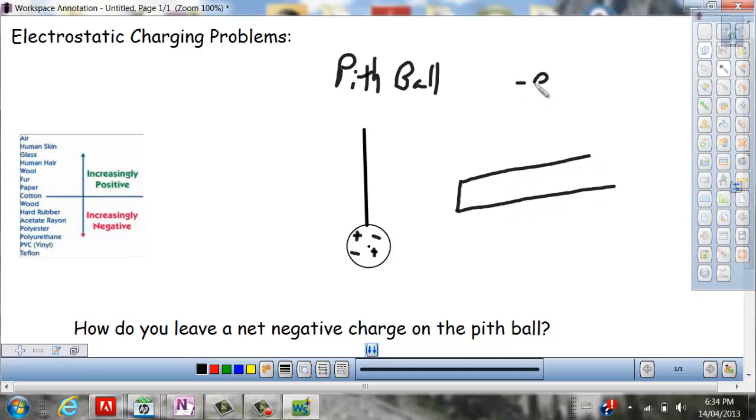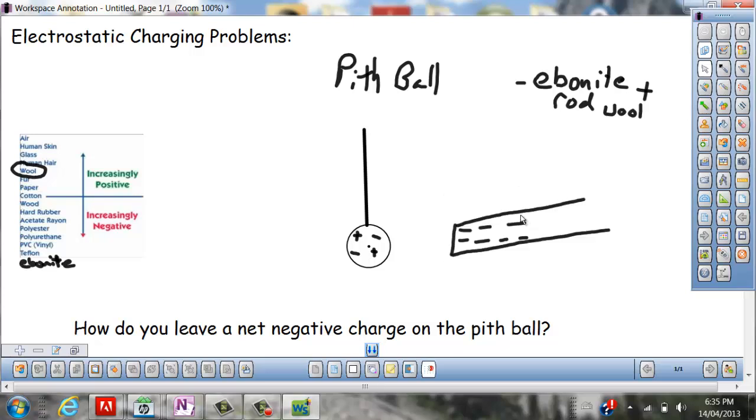Ebonite would be a good material, actually. And we have to decide to rub it with something. We have to choose to rub it with something that will leave electrons. And so ebonite is down here, roughly, on the electrostatic series. So anything above it, when you rub ebonite with it, would actually transfer electrons. So we'll pick something simple like wool. So we take our ebonite rod and we rub it with wool.